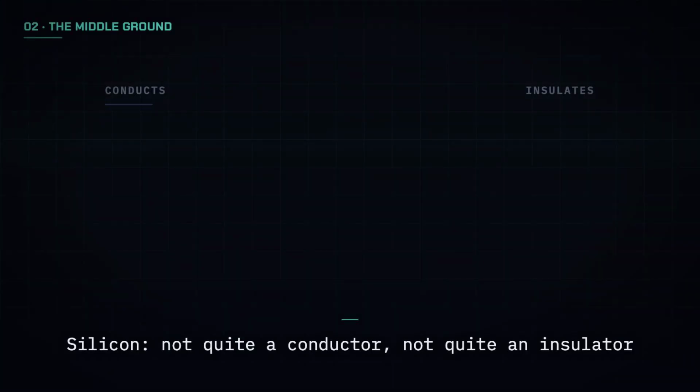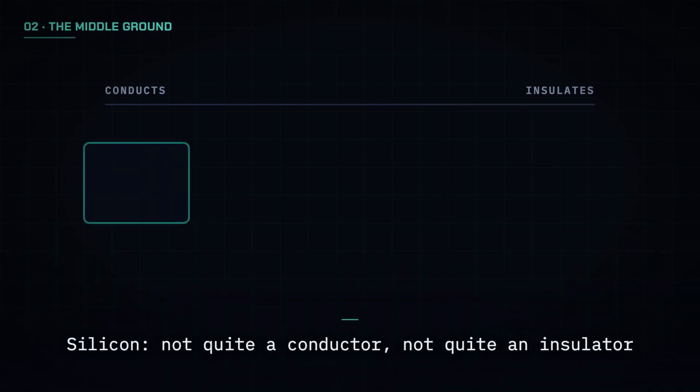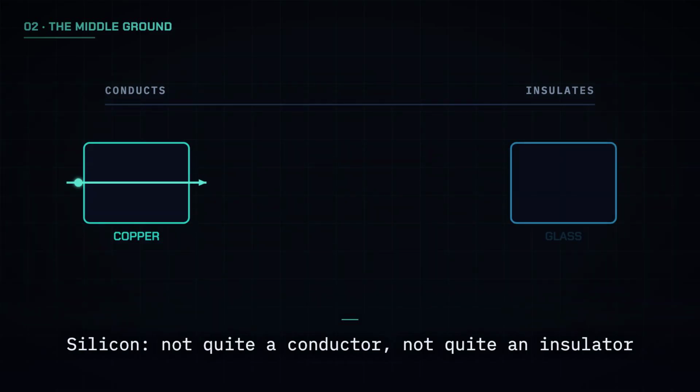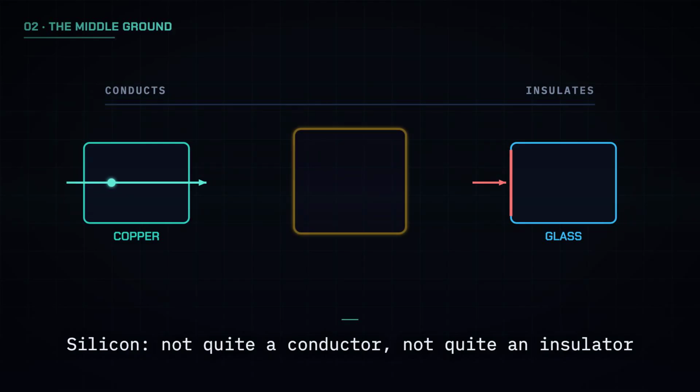To build it, we need a strange material, a semiconductor. Most things are clear about electricity. Copper conducts, it lets current pour straight through. Glass insulates, it blocks current cold. Silicon sits in between, undecided. On its own, pure silicon barely conducts at all. Its electrons are locked into neat bonds, with almost none to spare. But that indecision is its gift. Because silicon can be coaxed either way, we can build a material that conducts only when we tell it to.